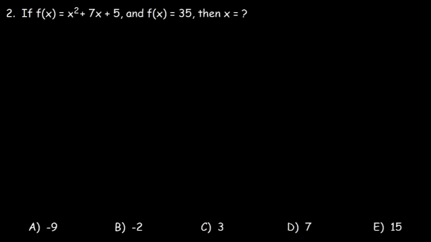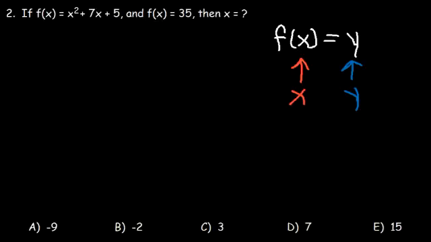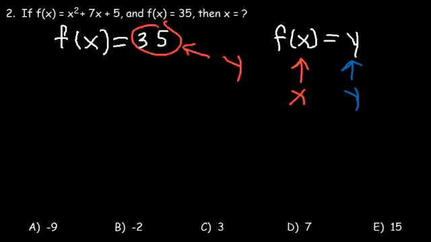Number 2, if f of x is equal to x squared plus 7x plus 5, and f of x is equal to 35, then what is the value of x? So, what's the first thing that you would do to solve this problem? Now keep in mind, f of x is equal to y. The number on the inside of f is equal to the value of x, and a number on the outside is equal to y. So when we see the equation f of x is equal to 35, the number on the outside is equal to y, and we're looking for x.